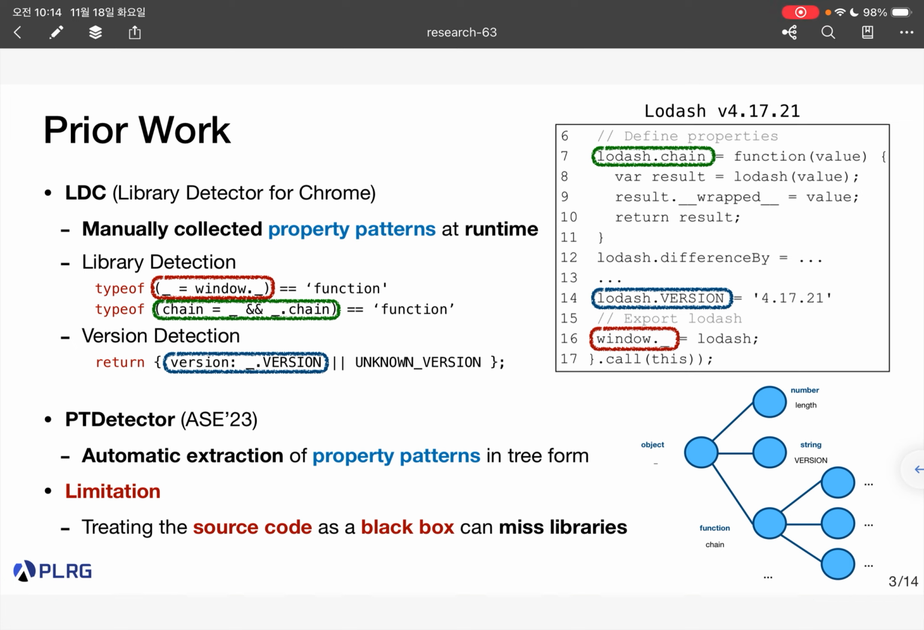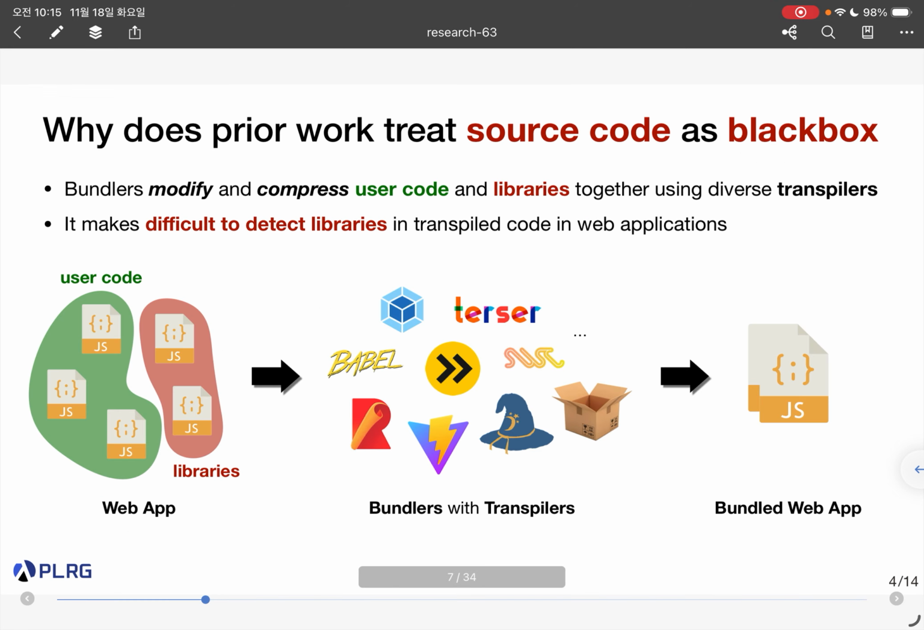Another existing technique is PT detector, which was presented at ASE 23. This tool automatically extracts property patterns in a tree structure. However, these existing techniques share a major limitation. They treat the source code as a black box, which can lead to misdetection. So why do they treat source code as a black box? The answer lies in the modern web development process.